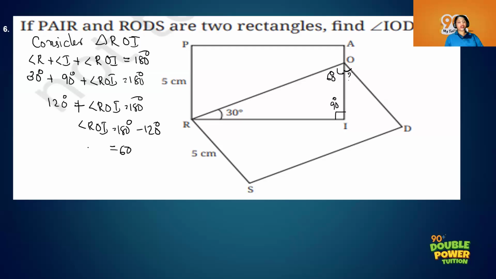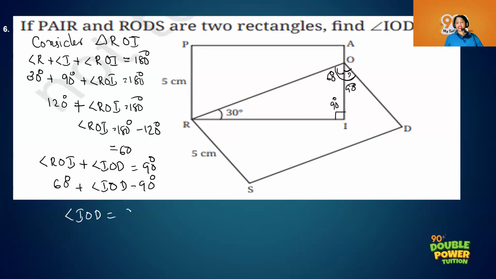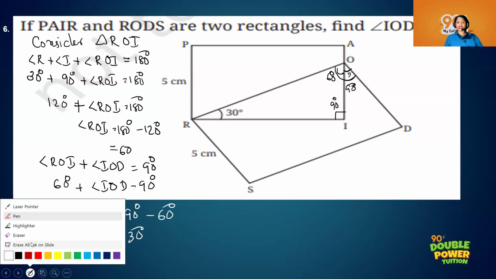Now you have to find the other. We say angle ROI plus angle IOD is equal to 90 degree, because each angle of a rectangle is 90 degree. This is one rectangle, RODS, right? So completely it is 90 degree. We already know angle ROI is 60, plus IOD is equal to 90 degree. Therefore angle IOD is equal to 90 minus 60 degree, that is equal to 30 degree. This is how you got 30 degree.